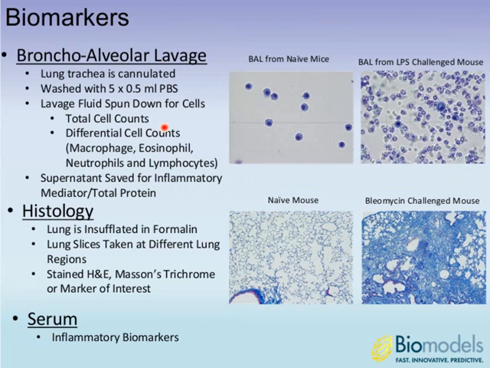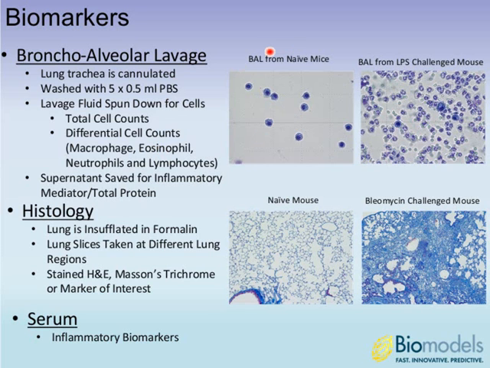Because of the unique physiology of the lung, we can really employ the bronchoalveolar lavage to measure inflammation in the bronchoalveolar space. In this case, in the mice, the lung trachea is cannulated. We can wash the lungs with PBS. In our case, we generally use 5 times 0.5 mLs. Then we have the lavage fluid that we can spin down for total cell counts. We can look at differential cell counts. And we can also save the supernatant and measure inflammatory mediators or total protein.